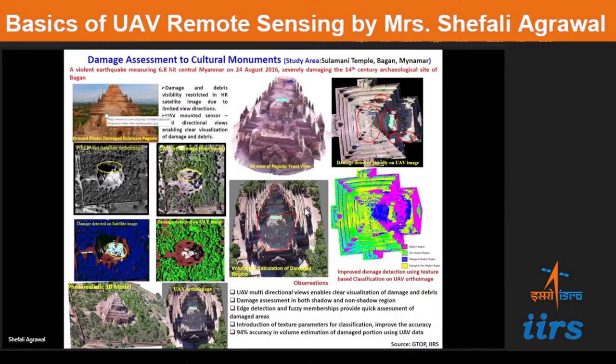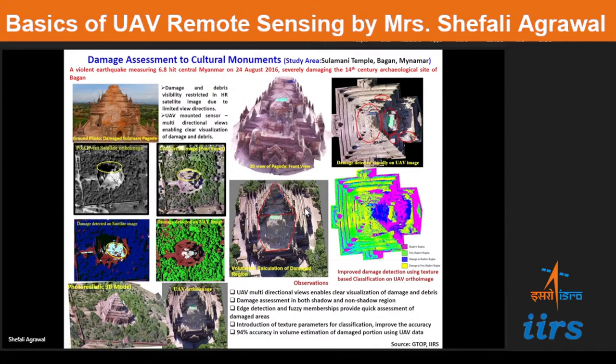Now, this is an old monument in Myanmar. It's the Sulamani temple in Bagan, Myanmar, which was damaged due to a violent earthquake of magnitude 6.8, which hit on the 24th of August 2016, which significantly damaged this 14th century archaeological site.